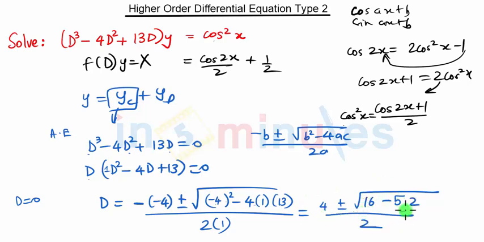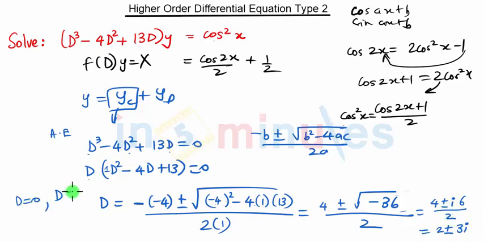If we subtract this part, we will get this term as minus 36. So we cannot take the square root of negative. The square root of a negative term is nothing but imaginary. So here we get the complex root, that is 4 plus minus i, and root of 36 is 6 upon 2. So if I divide the equation, it will be 2 plus and minus 3i. So this is our complex root. So we have the roots D equal to 0 and D equal to 2 plus minus 3i.